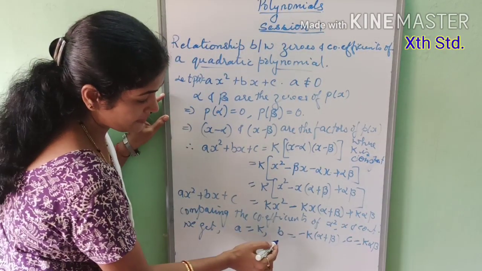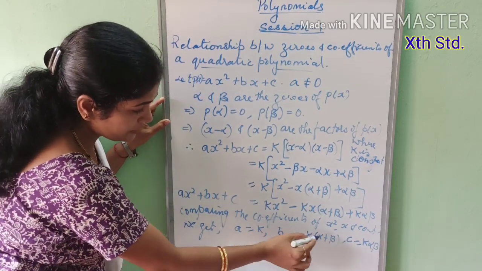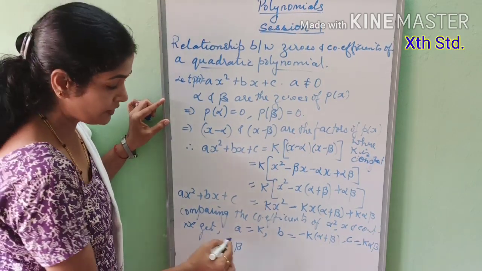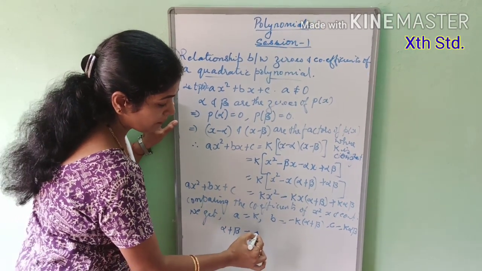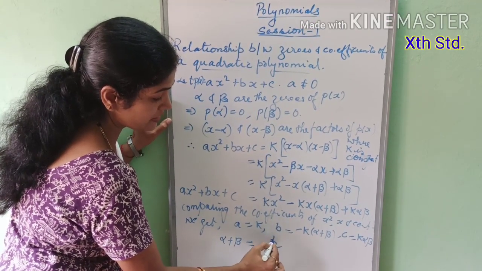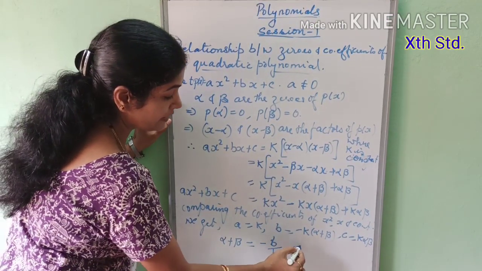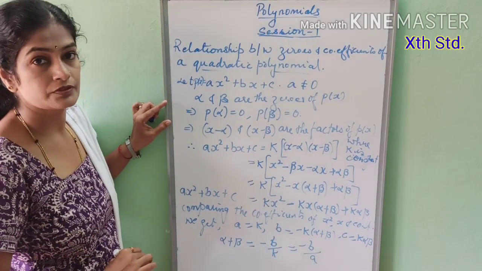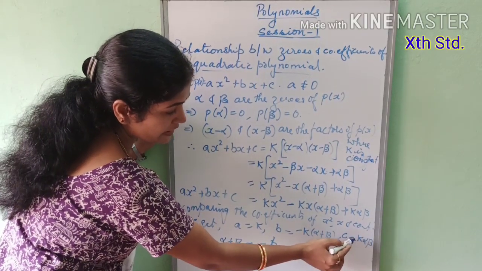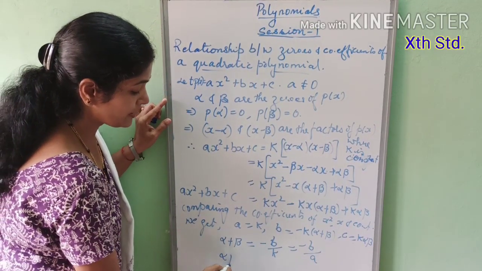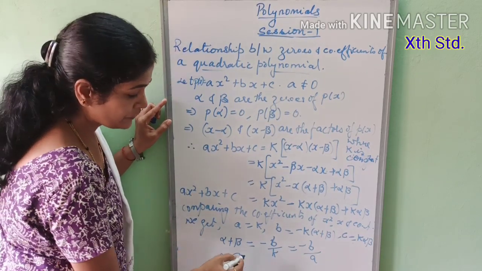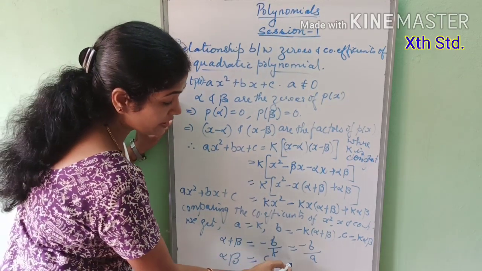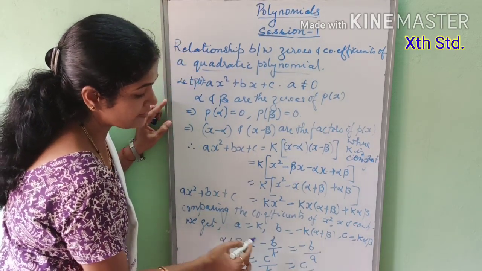Now just look at this portion. From this portion, what do I get? Alpha plus beta is equal to minus b by k, right? Fine. Minus b by, what is k? K is equal to a, right? Okay. Now take up this one, c is equal to k alpha beta. From that, what do we get? Alpha into beta is equal to c by k, right? So what is that? C by, what is that? K. K is equal to a.